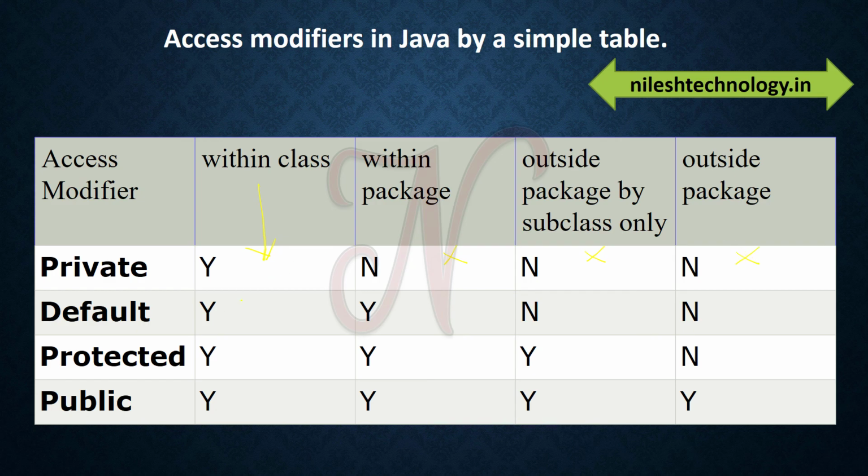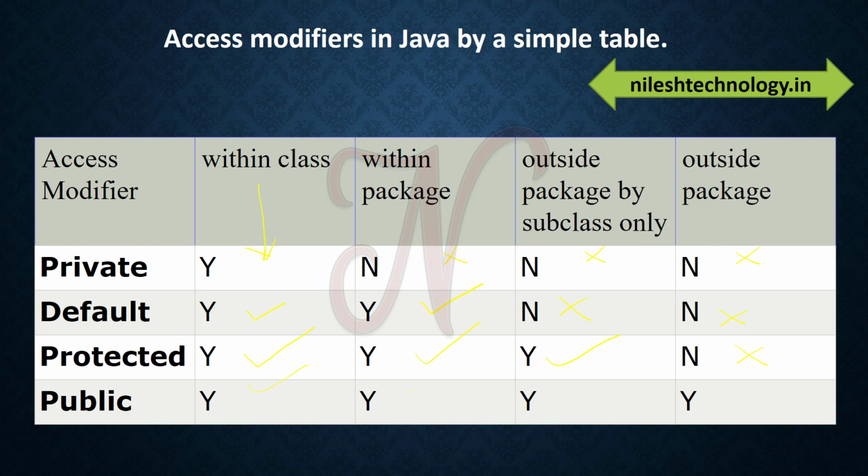Default means you do not mention the access specifier. It can be used within a class and within a package, the same package, and it cannot be used outside the package by a subclass or outside the package. Then protected can be used within a class, within a package, and outside the package by a subclass only. Outside the package otherwise it is not allowed.